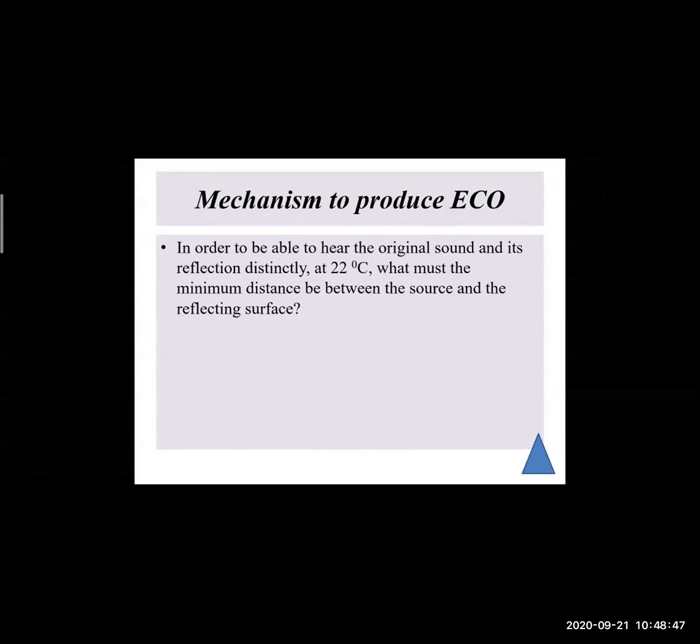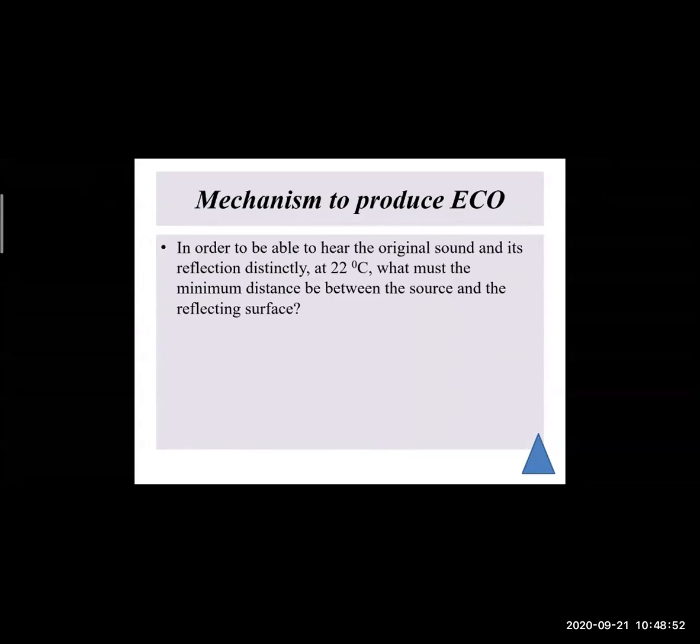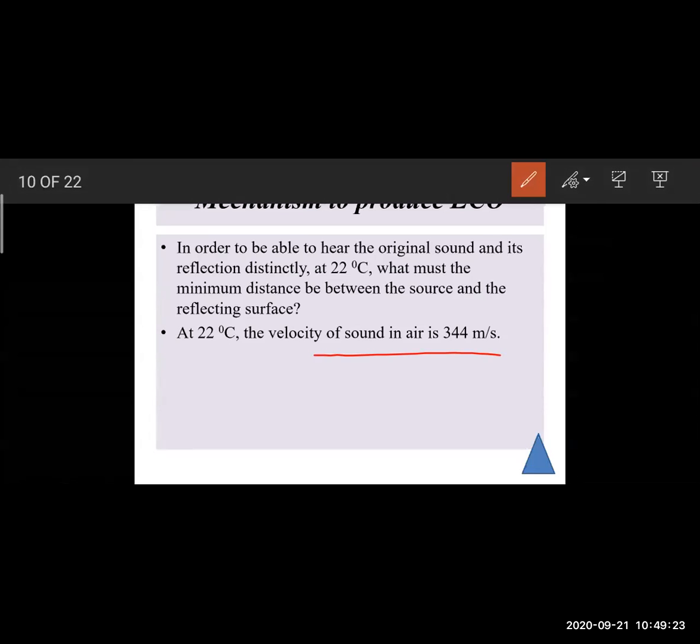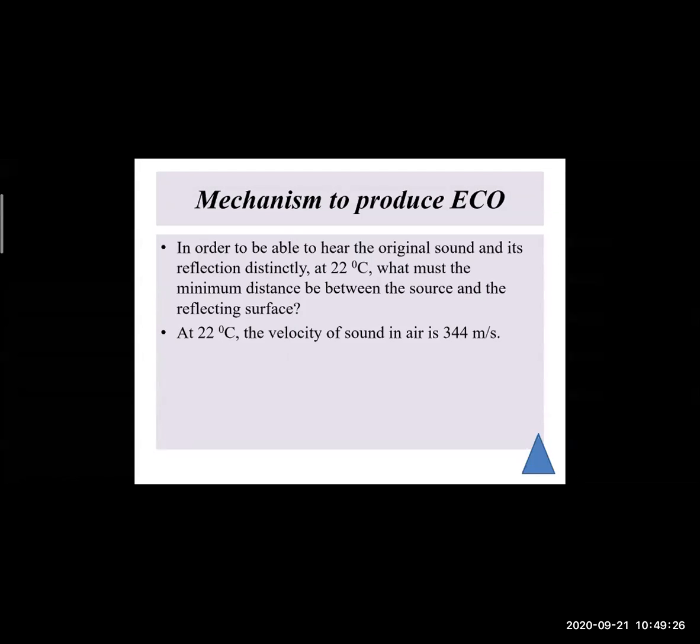How will echo be formed? The ideal temperature will be 22 degrees Celsius. In order to be able to hear an original sound and its reflection distinctly at 22 degrees Celsius, what must be the minimum distance between the source of sound and the reflecting surface? That was the first question. So at 22 degrees Celsius, the velocity of sound in air is 344 meter per second.